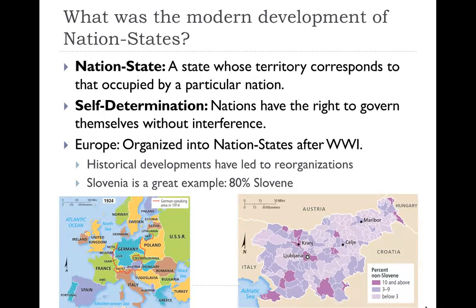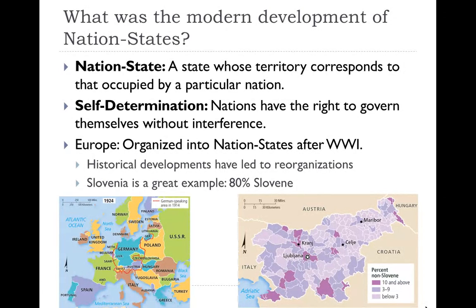If we look at self-determination, this is nations having the right to govern themselves without any interference. We talk about allowing new states to determine how they want to govern themselves and whether they're going to be sovereign or not, essentially. That's something we've seen a lot more with colonies in the past. And when we talk about Europe, Europe has been organized into nation states basically since World War I. Prior to that, we saw some nation states, but we started to see others develop after that as well.